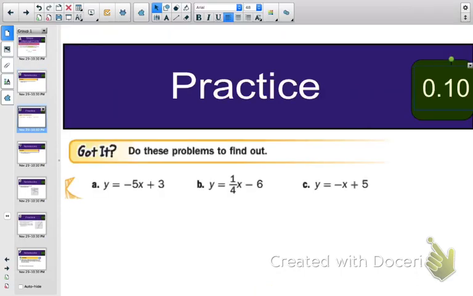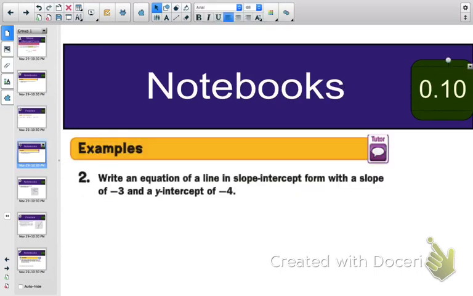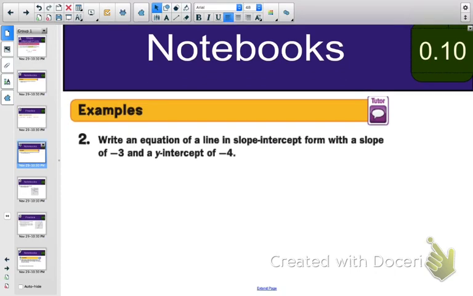So take a second, you can pause the video and try these 3 problems. You can just do them in your head probably. And I'm moving on. Now it's giving us the slope and the y-intercept, and it wants us to write the equation. And we know it's a straight line, so we can write it in y equals mx plus b.